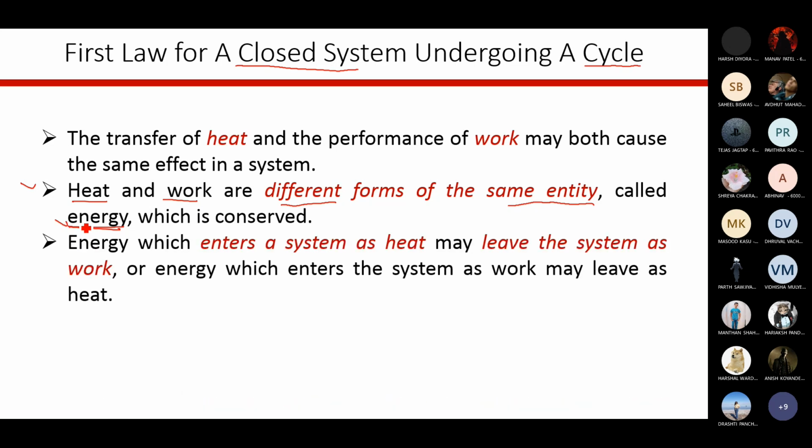Then next, energy which enters a system as heat may leave the system as work. The reverse is also true: the energy which enters the system as work may leave as heat. So if you have a system like this, the first statement says energy entering the system as heat may leave as work, and the second statement says that the energy which enters the system as work may leave the system as heat. So in short, heat and work are interconvertible, meaning heat can be converted to work and work can be converted to heat. That is the meaning of the third statement. Heat and work are interconvertible.